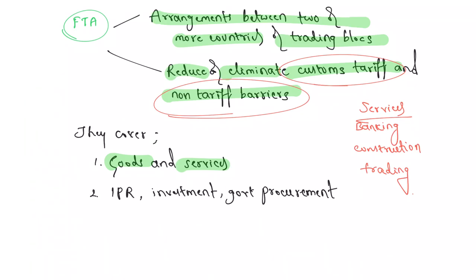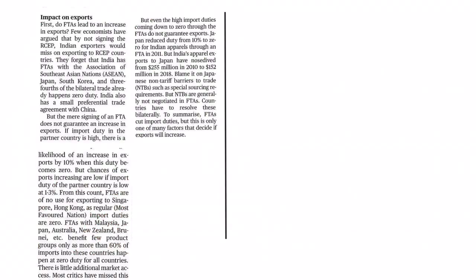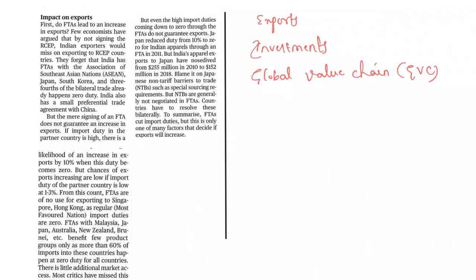FTAs can also cover areas such as intellectual property rights, investment, government procurement. Also, they cover competition policies. Recently, India took the decision not to join RCEP, that is the Regional Comprehensive Economic Partnership. And we have seen a lot of editorials in the past few days discussing this. Most of the articles were around exports, investments, integration into global value chains and domestic industry.